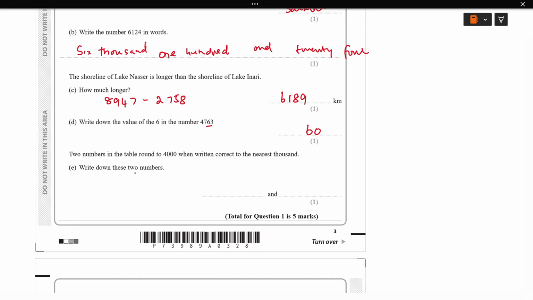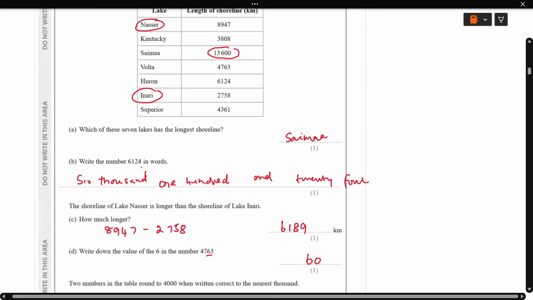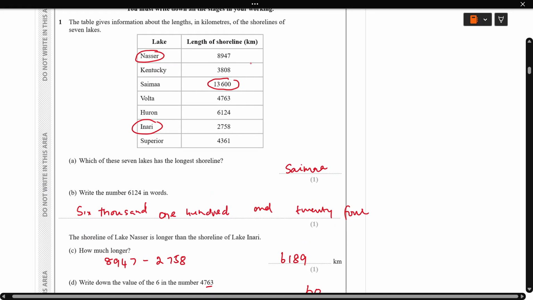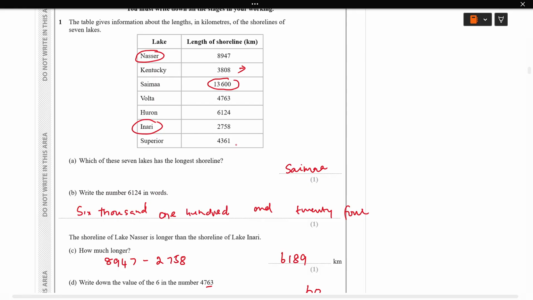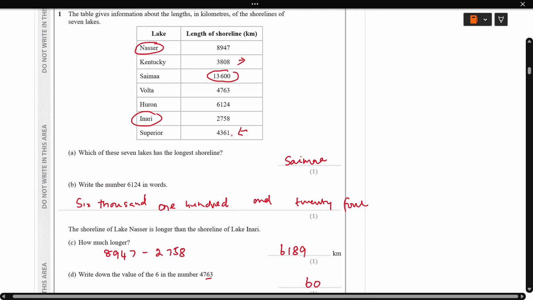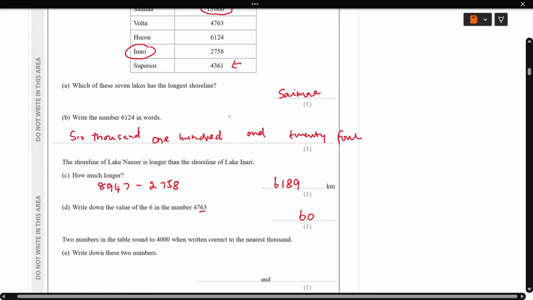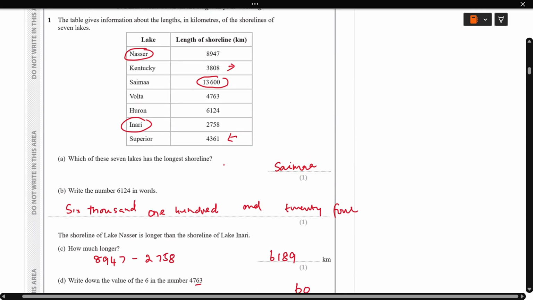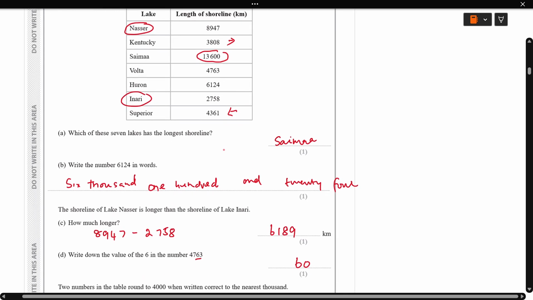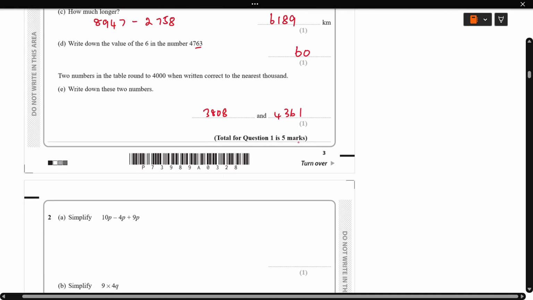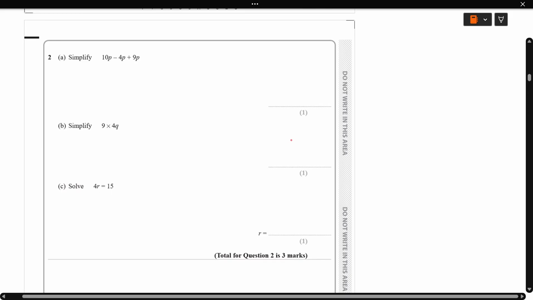Write down these two numbers. When you round off these two numbers, we get 4000. What are the numbers? One is above 3500, the other is below 4500. So these two numbers, when we round, we'll get 4000. So one is 3808 and the other is 4361. Okay, let's go for question 2.